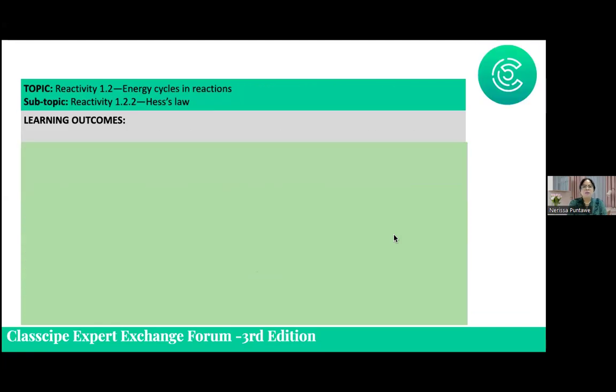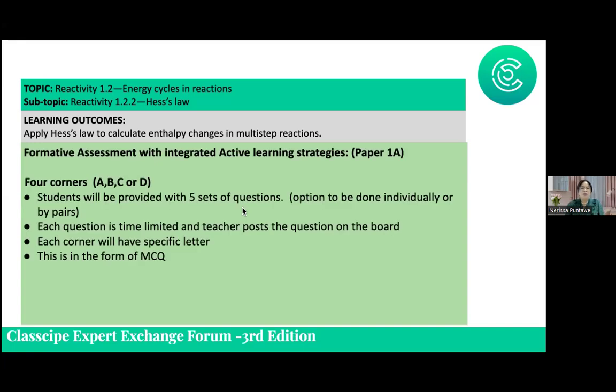Another one would be a topic from reactivity 1.2, energy cycles and reactions, and the topic is Hess's law. In this topic, we have a learning outcome to apply Hess's law to calculate enthalpy changes in multi-step reactions. So same thing, what I actually did in my class is the students will have a multiple choice question.